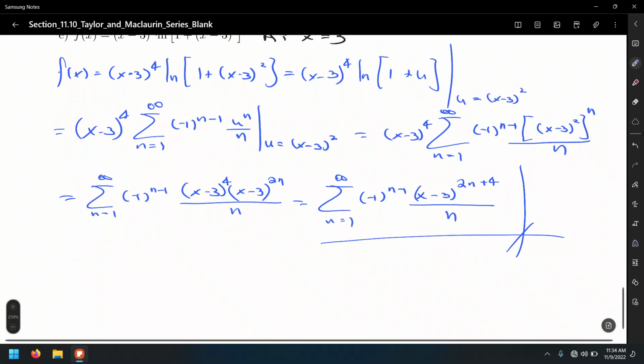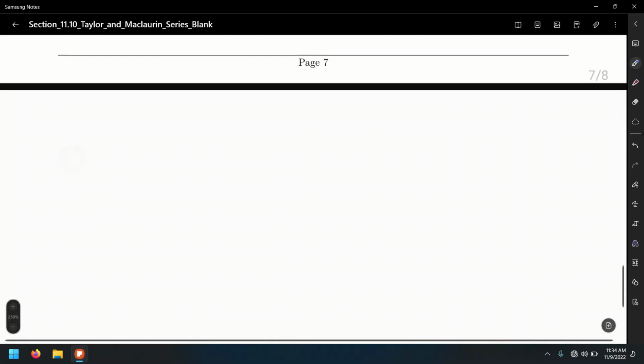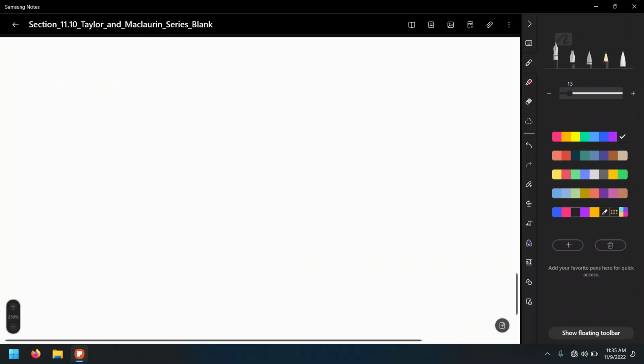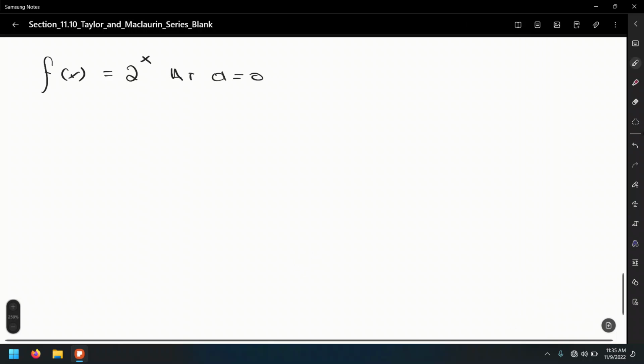Well, this is the last example I typed for the notes. Let me make up something else. I have one for which we do not have a power series representation, and I'm going to do one that is a usual exam question. All right, so what about f of x equals 2 to the x power at a equals 0? To make it simple, let's just center it at 0.